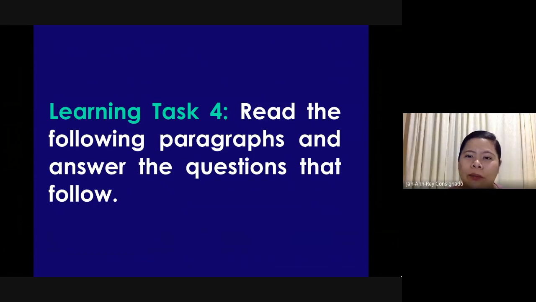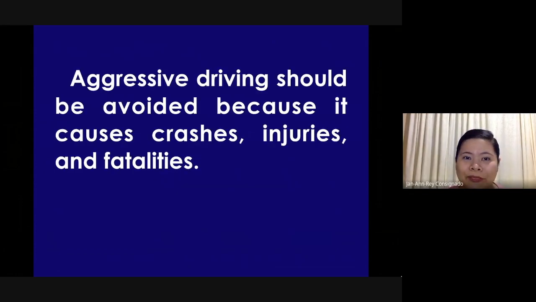Learning task 4. Read the following paragraphs and answer the questions that follow.